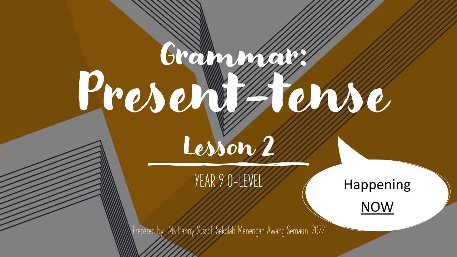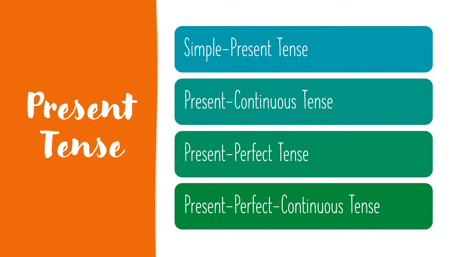Let's continue with our grammar lesson on present tense, which is the tense that you use for talking or writing about things that are happening now in the current time. Last lesson, we have already learned how and when to use simple present tense. Today, we're going to learn about present continuous tense.